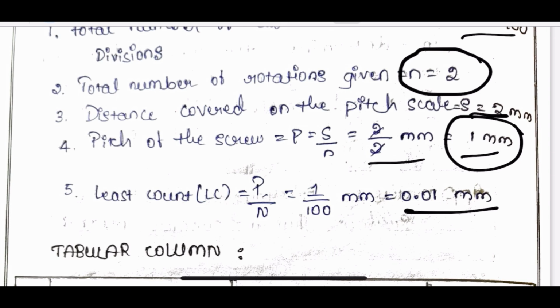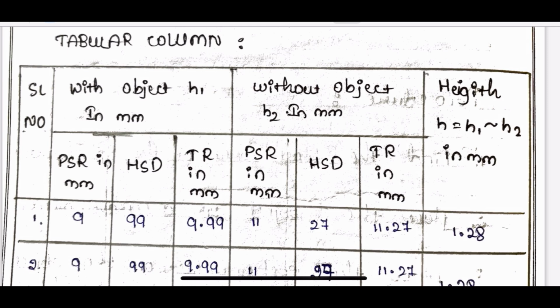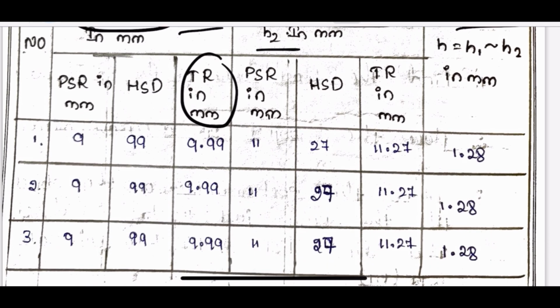Next, the tabular column is there. Here the main things are of 2 types, h1 and h2. One is with object: using the spherical surface we have to find the total reading. Next, without object means on a plain surface. You may take a glass surface or any other flat surface. Here we have to do the subtraction, higher minus lower, whether it is h1 or h2. You have to take the difference.